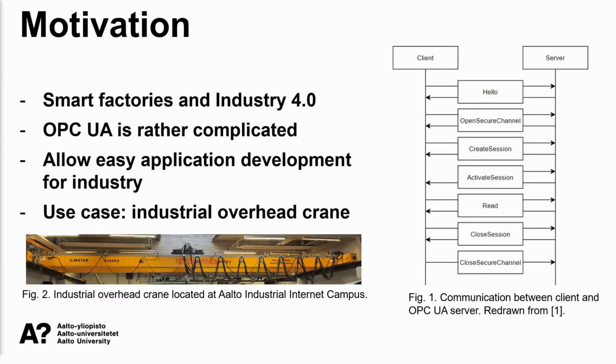At the bottom of this slide is a picture of an overhead crane called Ilmatar, which is located at the Aalto Industrial Internet Campus. The crane is used as a part of research and student projects. In addition, we are creating an open innovation environment for the crane, which would allow third parties to develop applications for the crane. Like many other industrial internet devices, the crane has an OPC UA server for communicating with its PLC system. The GraphQL wrapper would allow easy access to the internal sensor and control values of the crane, and thus make the application development for the crane easier.